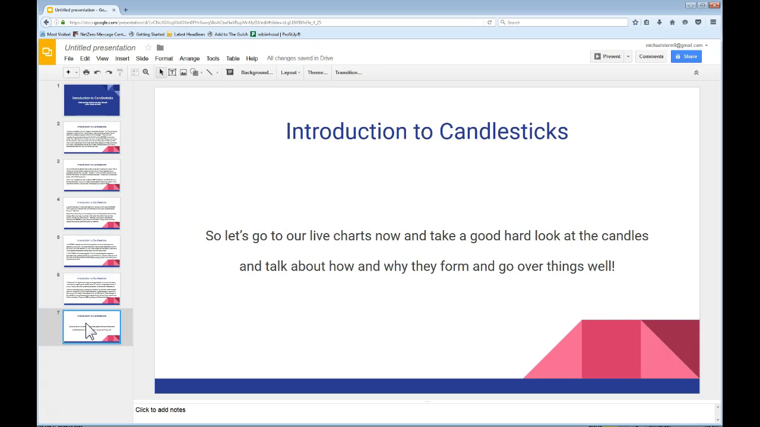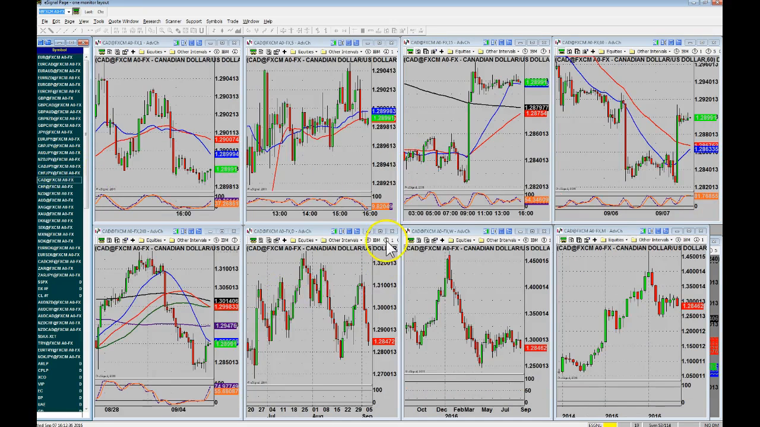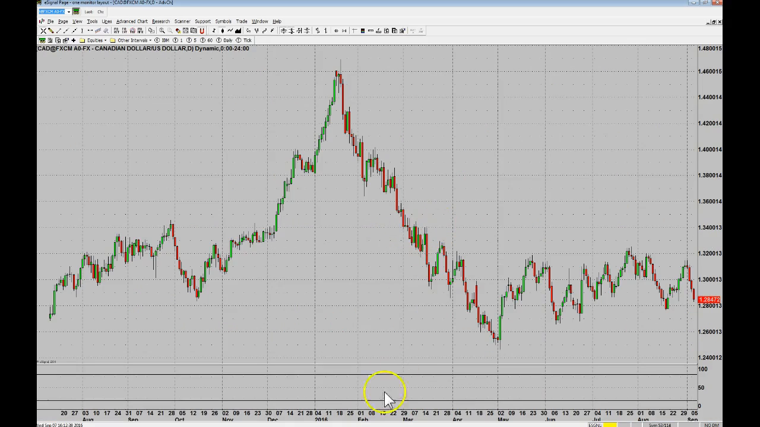And now, let us go to our live charts right now. Take a very good hard look at the candles. We're going to talk about how and why they form. I want to go over this very well. So this is the part right now. I guess one of the first things that we could start with, probably one of the best ones would be to go with CAD right off the bat. So let me find it. I'm looking for it. There we go. All right. Hopefully everybody can see it.